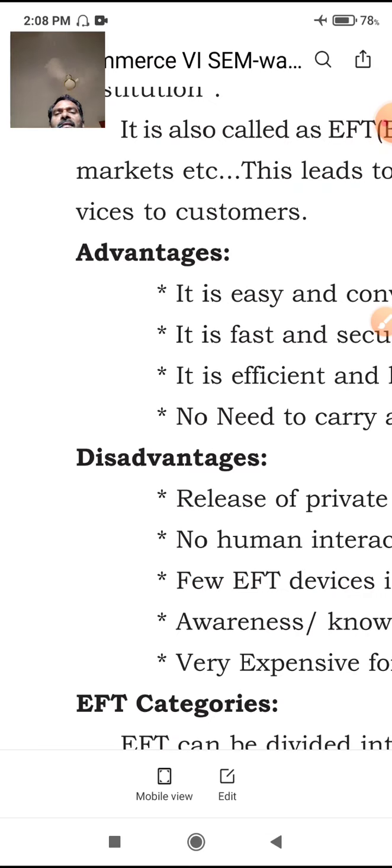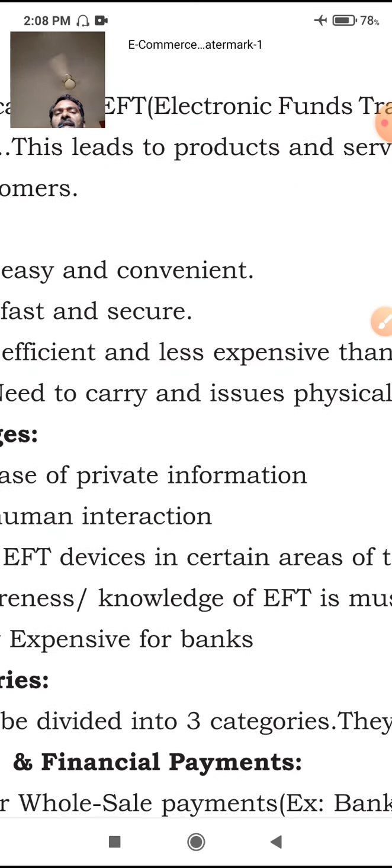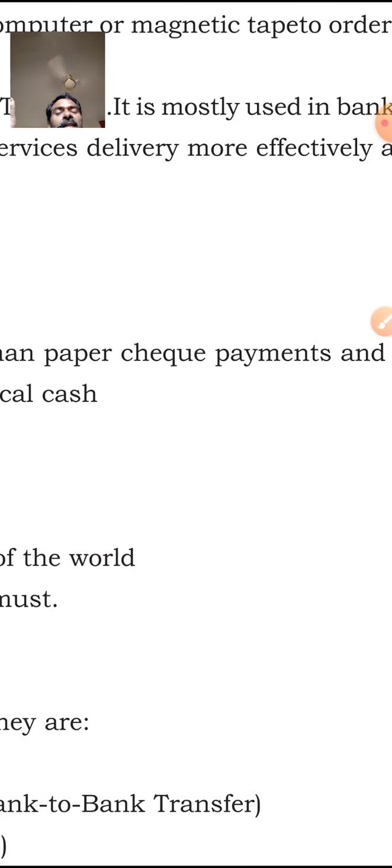So it is somewhat difficult, but it is efficient and less expensive. For example, each checkbook contains some amount, and each check also contains some amount, to be handled by the banking organization. While issuing the checkbook to the customer, the banking organization will deduct some amount for each checkbook. So that means each check is an expense of some amount.